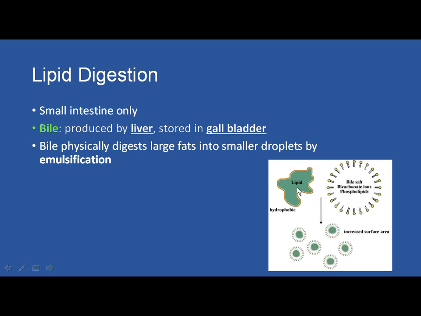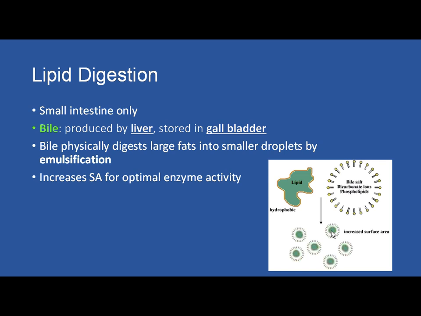Here we break the big chunks of fat into smaller chunks of fat. And why would we want to do that? Because we want to increase the surface area for the actual enzyme that shows up next to do its job and break those fatty droplets down into individual fatty acids and glycerol.